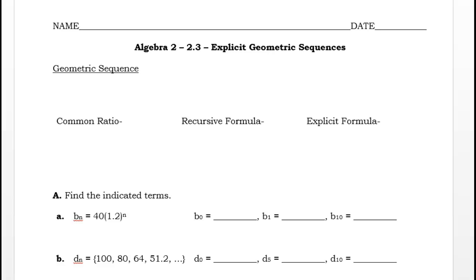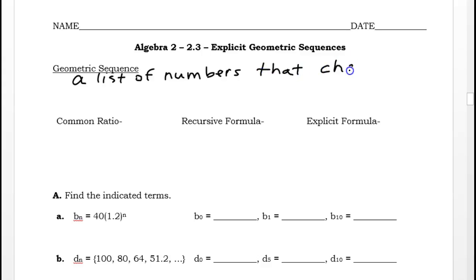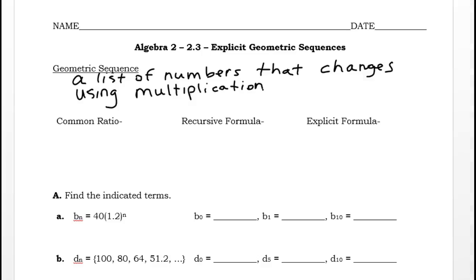This is Algebra 2, Lesson 2.3, Explicit Geometric Sequences. So we spent Chapter 1 talking about sequences. A sequence is just a list of numbers, but a geometric sequence is a list of numbers that changes using multiplication. So we multiply a common ratio repeatedly to a given number to generate the next number and the next number and the next number in the sequence.